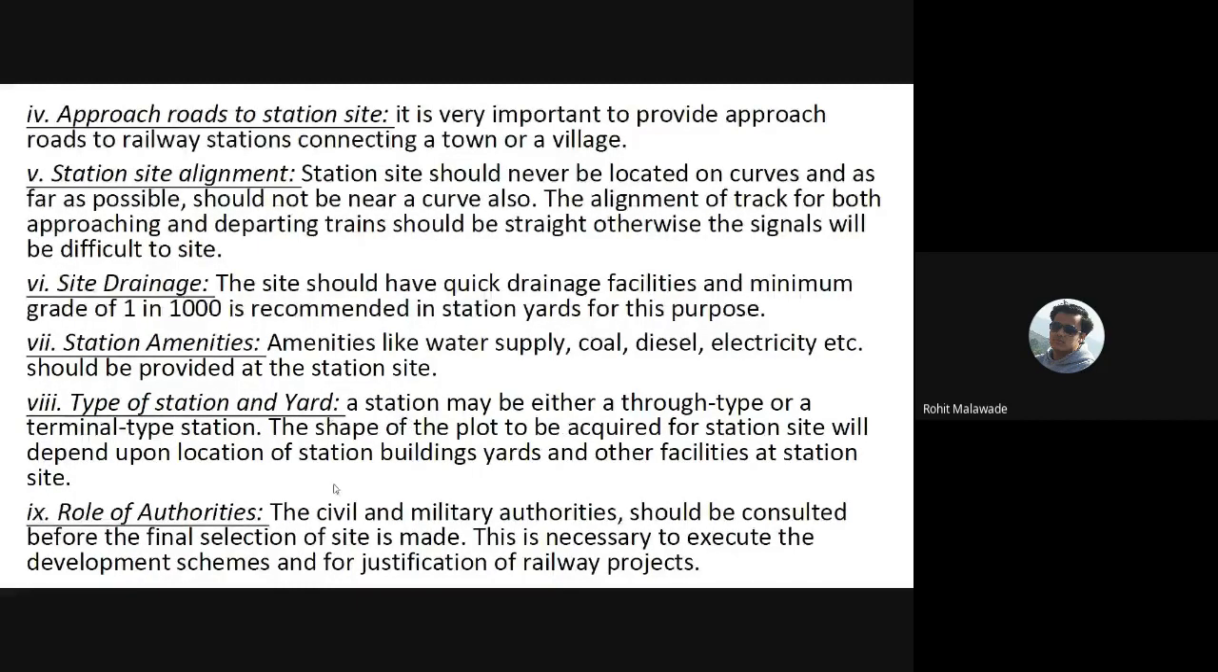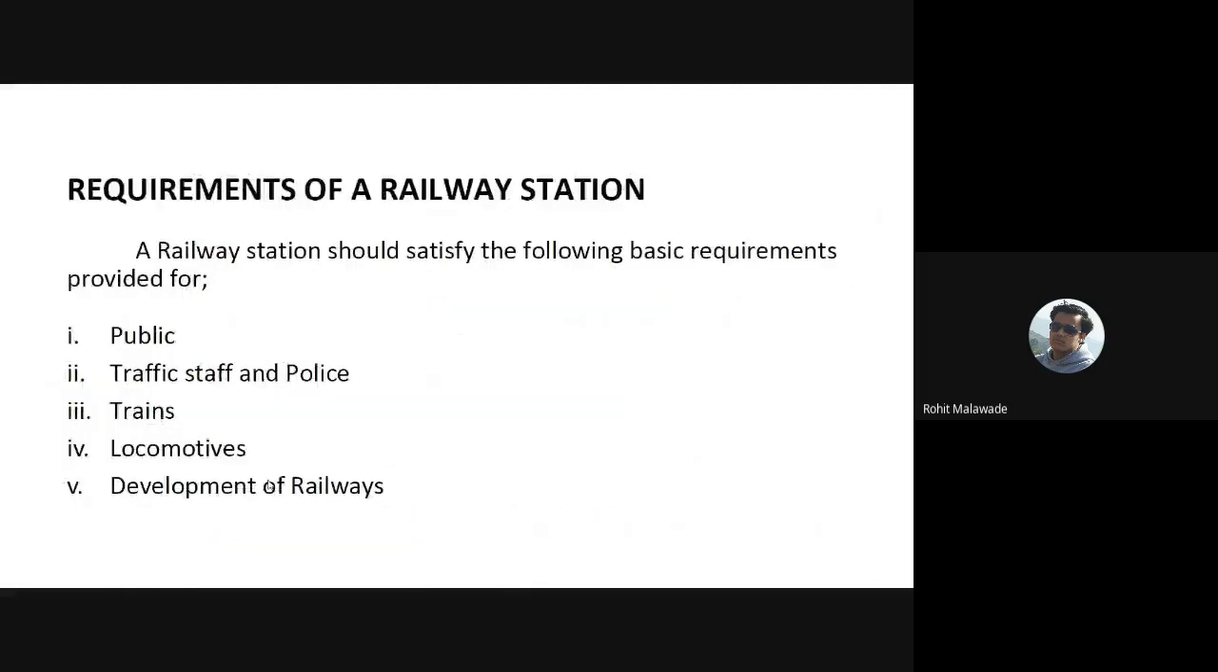A station may be either through type or terminal type. The shape of the plot acquisition for the site will depend upon the location of the building. So in our further classes, we will be discussing what different types of stations and yards there will be, right? So that we are going to discuss. A station may be either a through type or a terminal type. The shape of the plot to be acquired for a station site should depend upon the location of the station building.